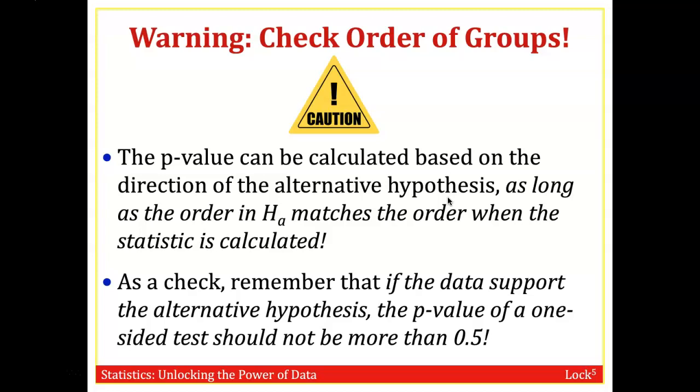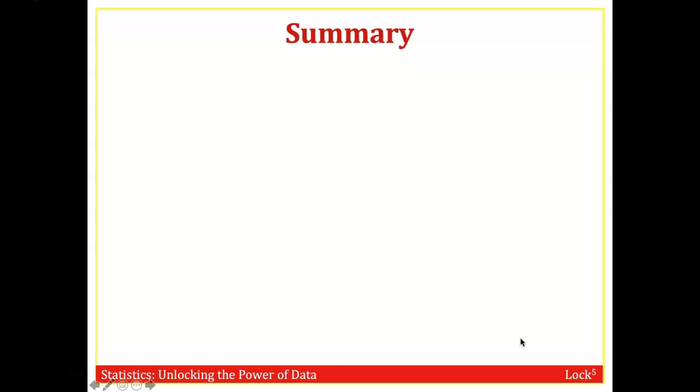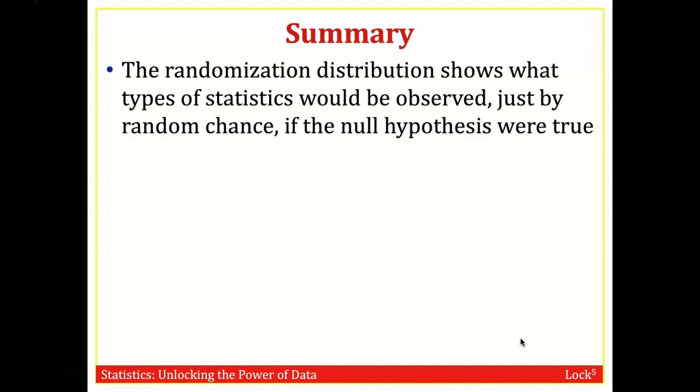Right, with the box plot, it suggested a difference between the two groups, and so we weren't surprised that the p-value should be small. So as a check, remember that if the data support the alternative, the p-value should not be more than 0.5, right? We're looking out in the tail. Okay, so to summarize the main ideas here, and there's a lot to digest here, so make sure that you tune in to the examples and activity.